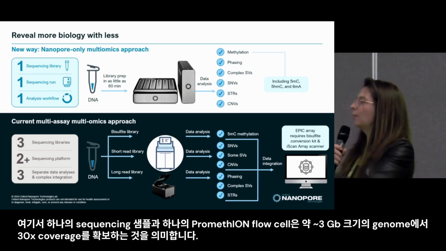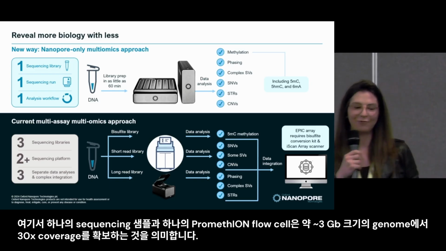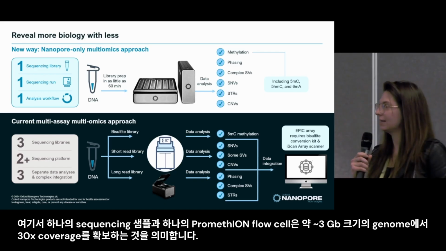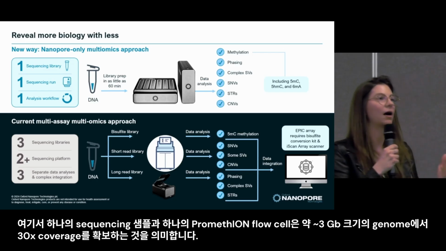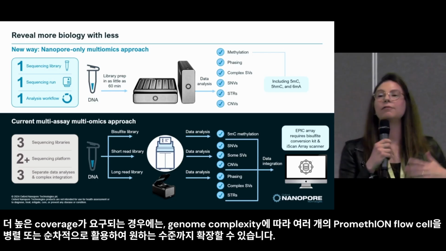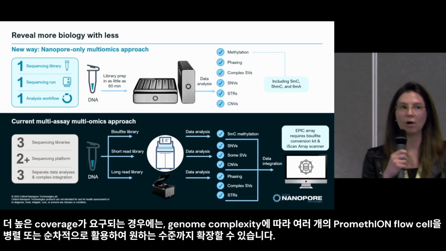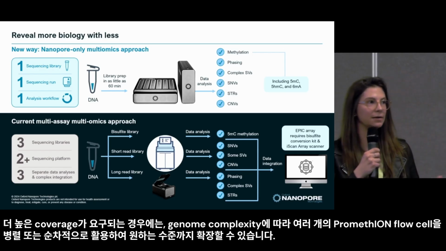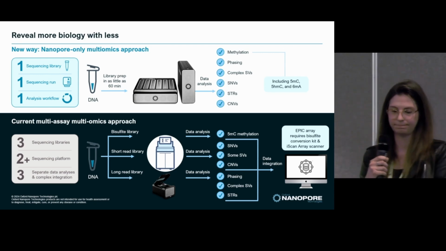Now, when we talk about one sequencing sample, one flow cell, what I mean is a 30x coverage sample on something like a 3 GB genome. If you want more coverage, you can imagine that you can add and run multiple flow cells in tandem to achieve the coverage that you desire for the complexity of your genome.